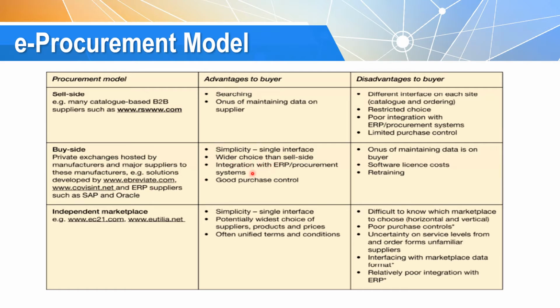Simplicity, because you have your own website and a single interface. Why a single interface? Semua website daripada beberapa supplier, you just have to log into one system, a single system. Wider choice, because you collect all the catalog from other suppliers. Integration with ERP, it allows you to integrate with ERP. Yang ni yang macam Exxon buat, kalau yang dah baca pasal Simon, okay.